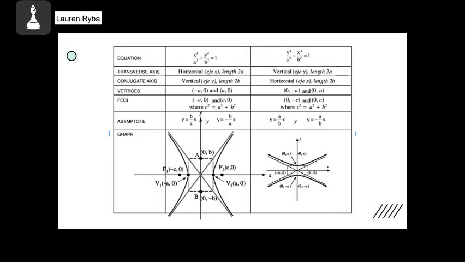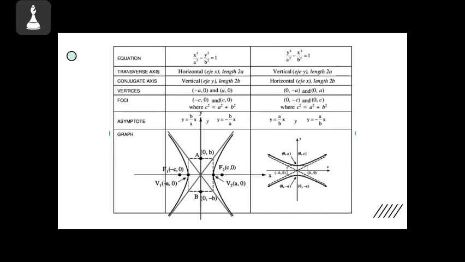Now we have our table with all of the pieces that we can find from our equation. When you look at the equation, it's going to look similar to the ellipse, except that we have a minus sign. In the ellipse, it was fractions, x squared over a squared, y squared over b squared with a plus, equal to 1. So the giveaway for a hyperbola is going to be that it is now a subtraction sign.